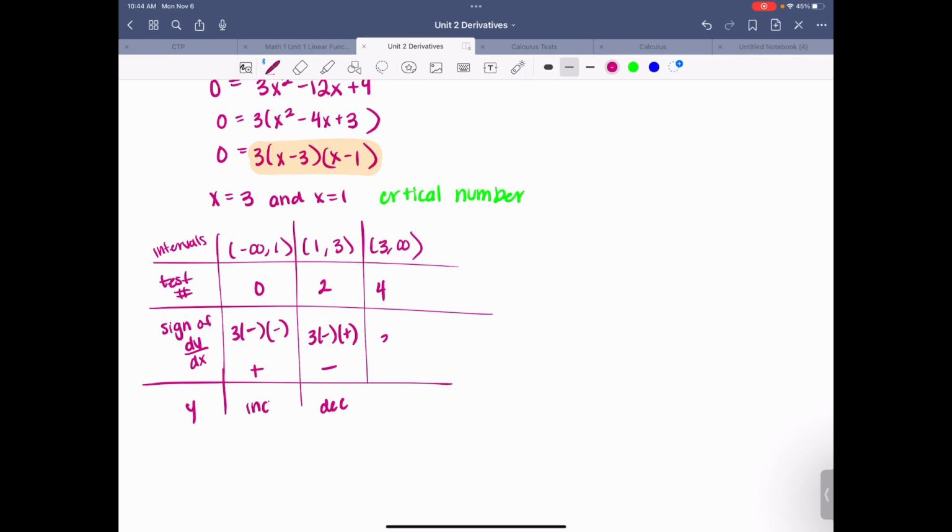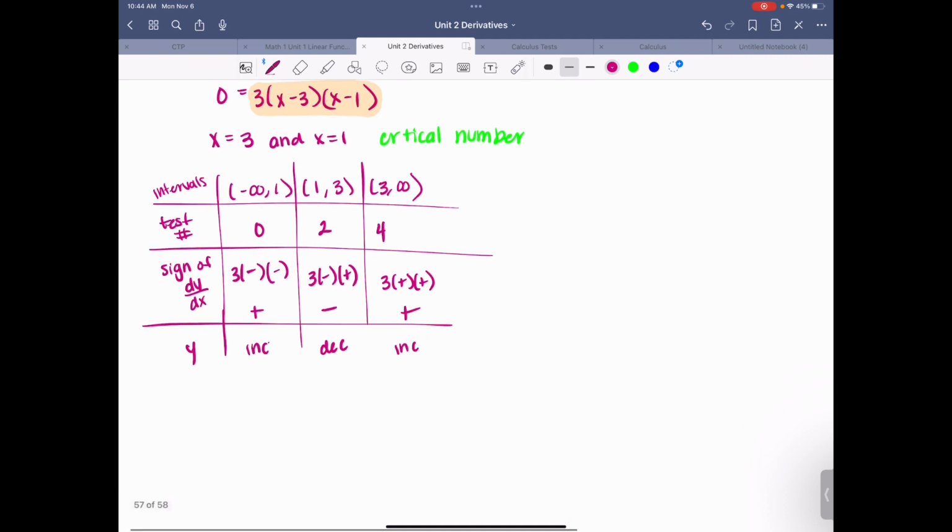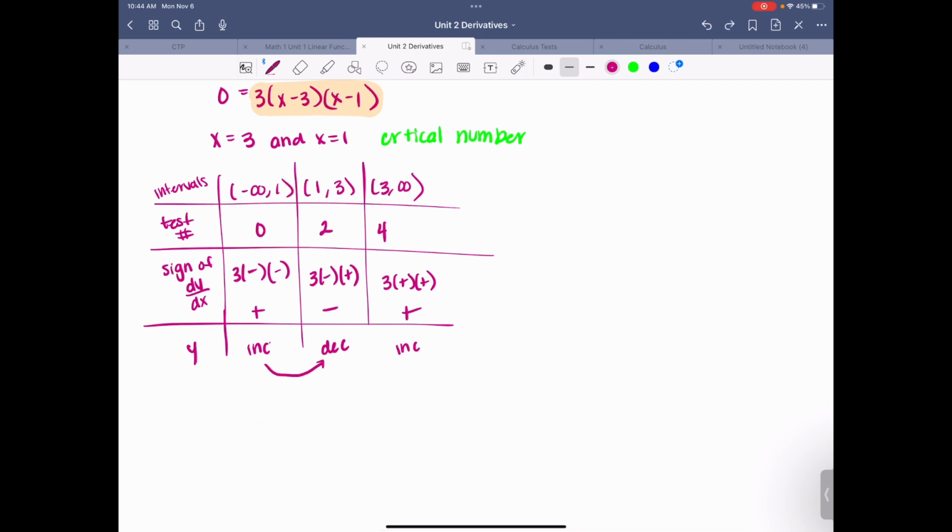I now take 4 and plug that in. 4 minus 3 is 1, and 4 minus 1 is positive 3. So that's going to be positive, which means I'm increasing. So my function is going to be increasing to decreasing, which means that I'm going to have a max here. And then from decreasing to increasing means that I'm going to have a minimum here.